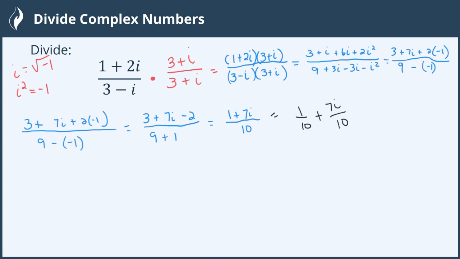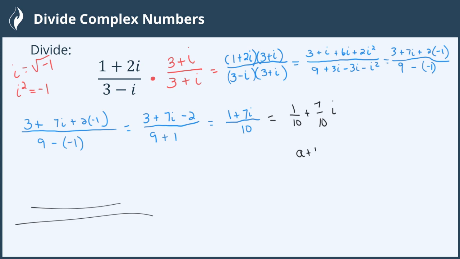So let's do it this way. While this is correct, we're going to write it in a different way, called standard form. We take our 1 and put it over 10, then we have our plus, and we put our 7 over 10, and we put our i afterwards, as it's not part of the fraction at all. 7/10 is the coefficient for i. So this would be the proper form of a plus bi.